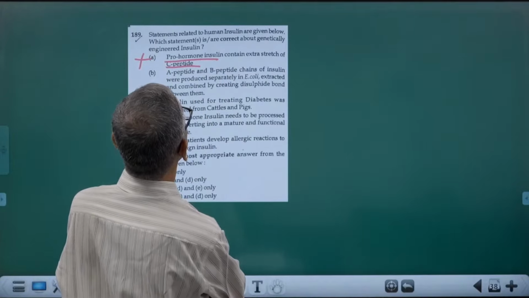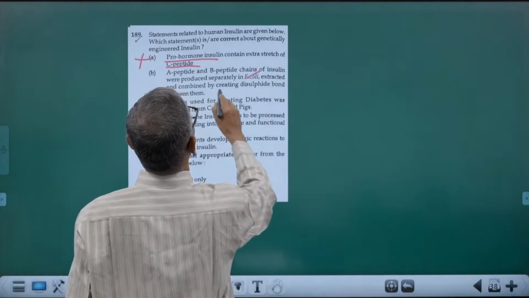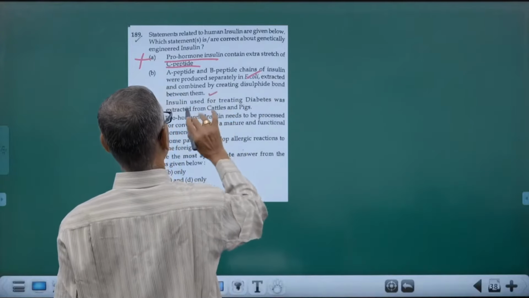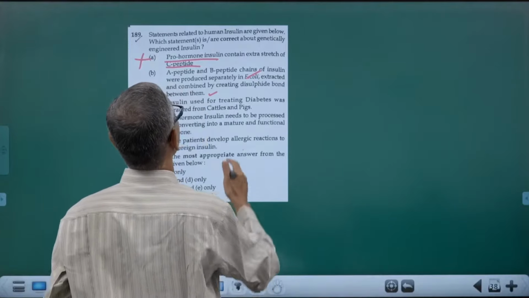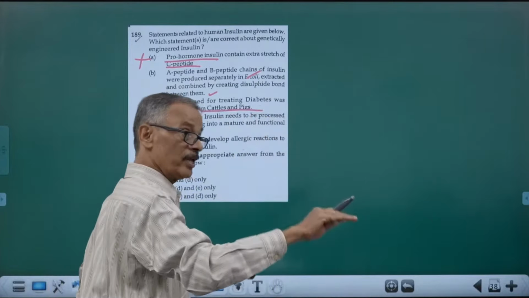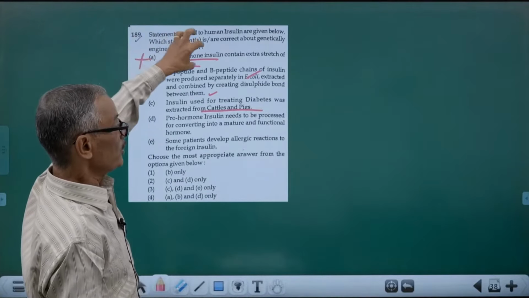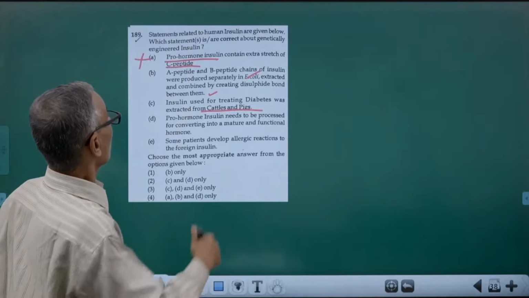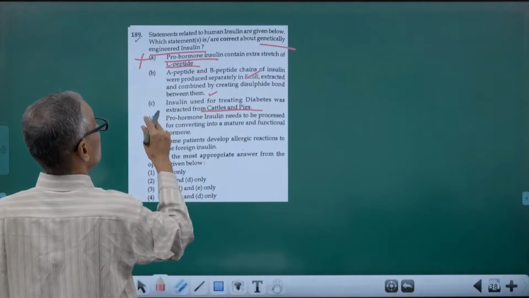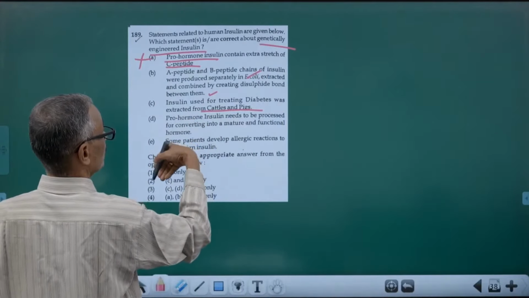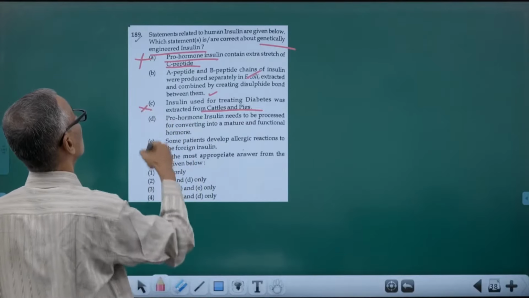A-peptide and B-peptide chains of insulin were produced separately in E. coli. That part is correct. Extracted and combined by creating disulfide bonds between them. That's correct. Insulin used for treating diabetes was extracted from cattle and pigs earlier to genetic engineering. Before we invented human insulin, this was the technique. But this is regarding the genetically engineered one. So, in the genetically engineered one, we are not extracting the insulin from cattle and pigs.